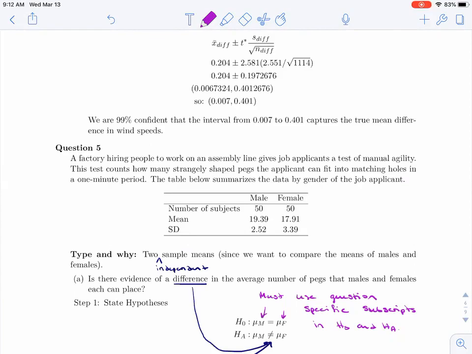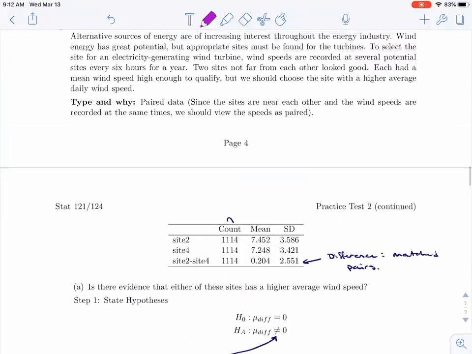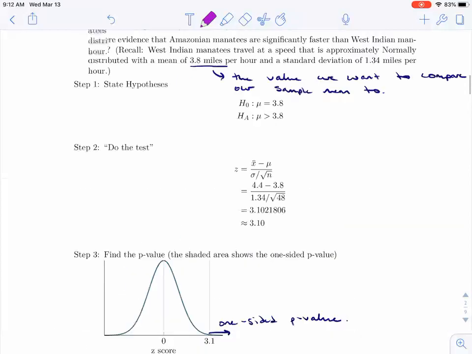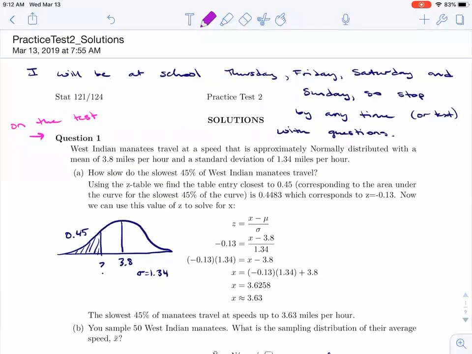And like I said, I'll be here basically up until the test. So stop by anytime. I have assignment 4s if you haven't picked them up. And I've got some blank practice tests still.